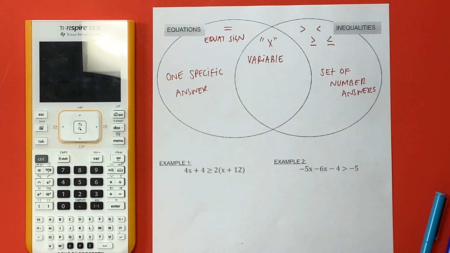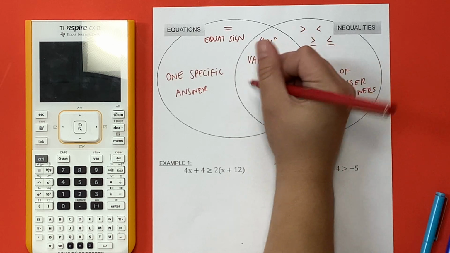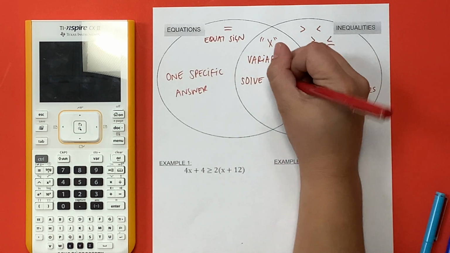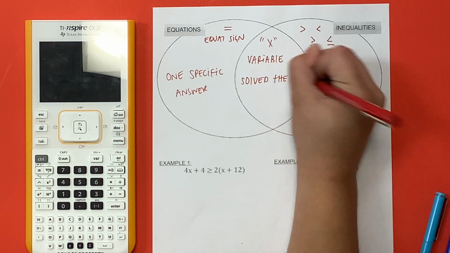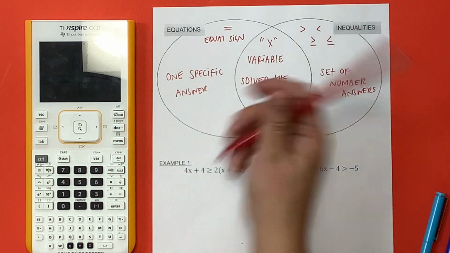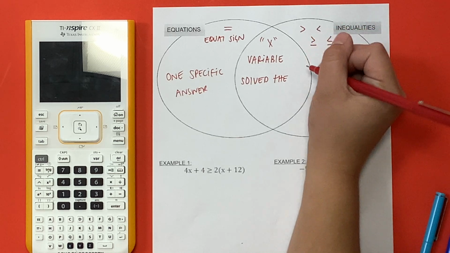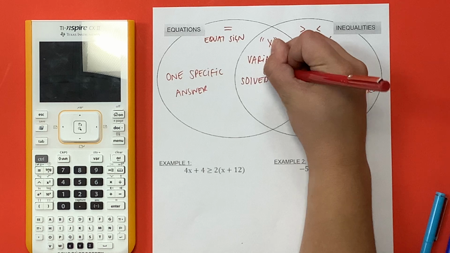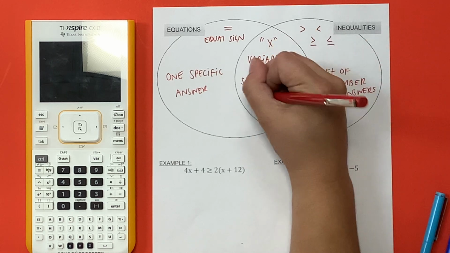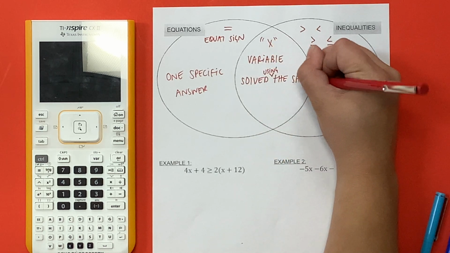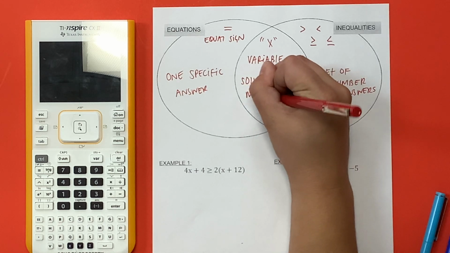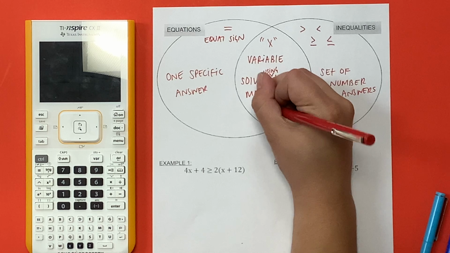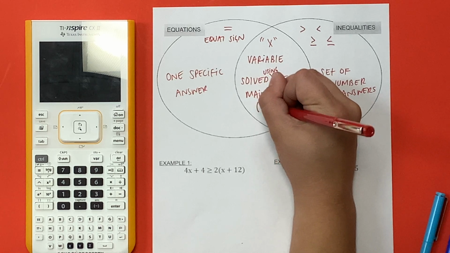Something that is important is that whenever we actually solve inequalities and equations, they are solved the same way. It's just that we are now using these symbols instead of these symbols. Solved using the same main steps. Now, the same main steps as in the steps that are in pathway 1B5.